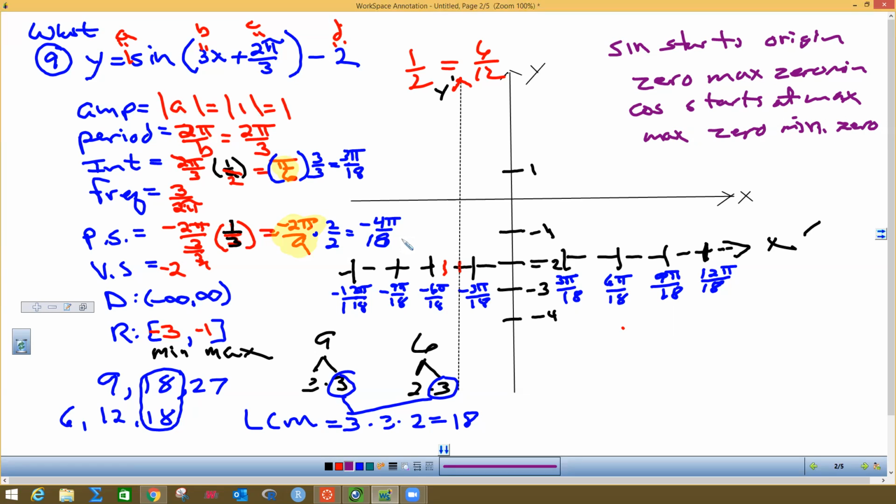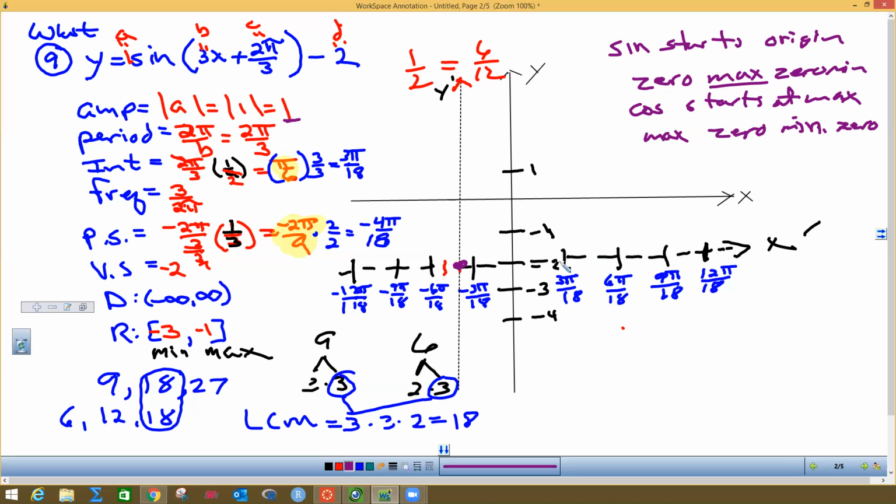So I'm going to come down here to 0 and put a dot. Then we go to the max. If you've forgotten what the max is, there's two ways to know. One is you come down here and look at the y value of your range, or you can look at your amplitude, and that tells you how far to go up.